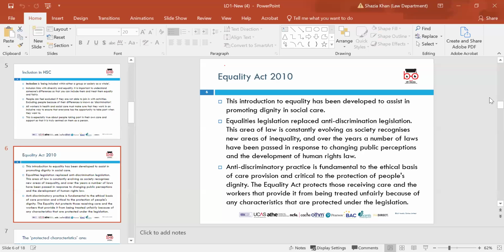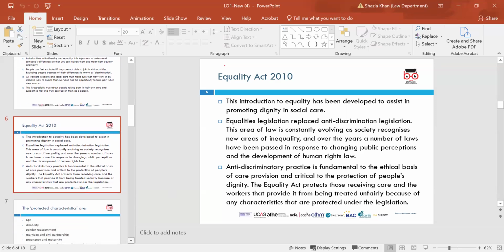And the legislation is there, like we said, to prevent any sort of inequalities and to make sure that human rights and anti-discrimination laws are taken into place and protecting individuals' rights, both in care and the workers, and that everyone is treated fairly. So this act is the main element of equality, diversity and inclusion.